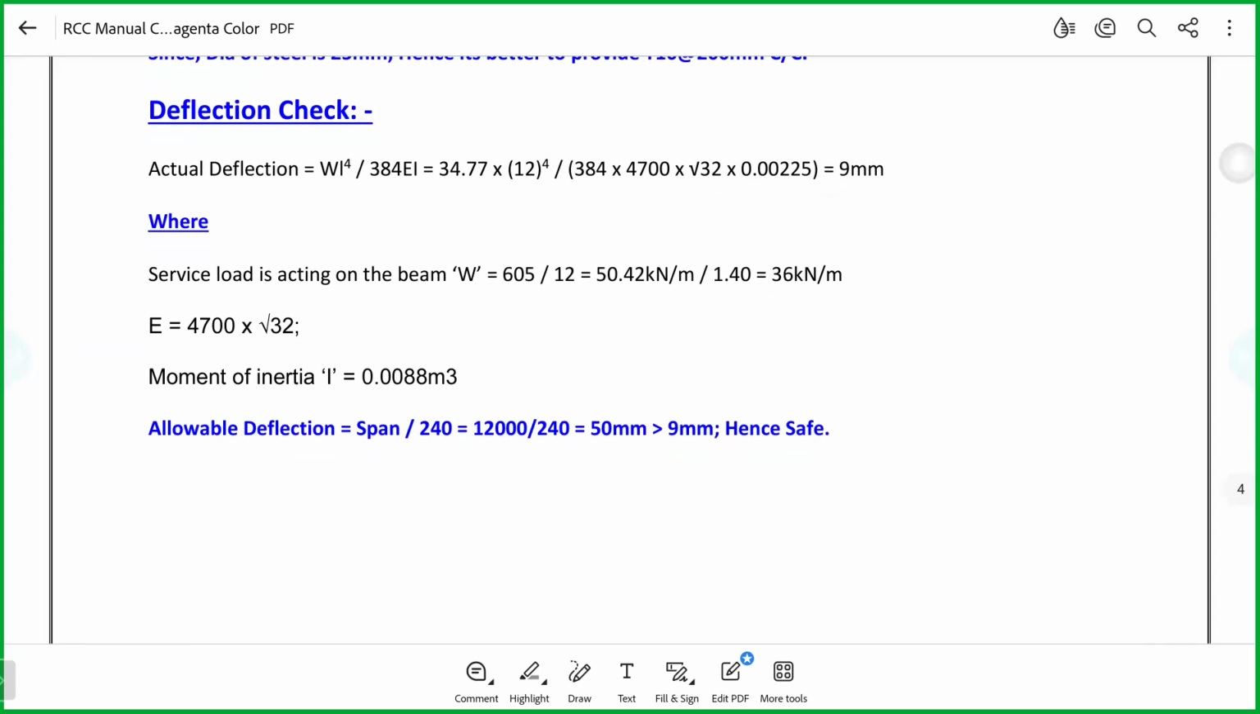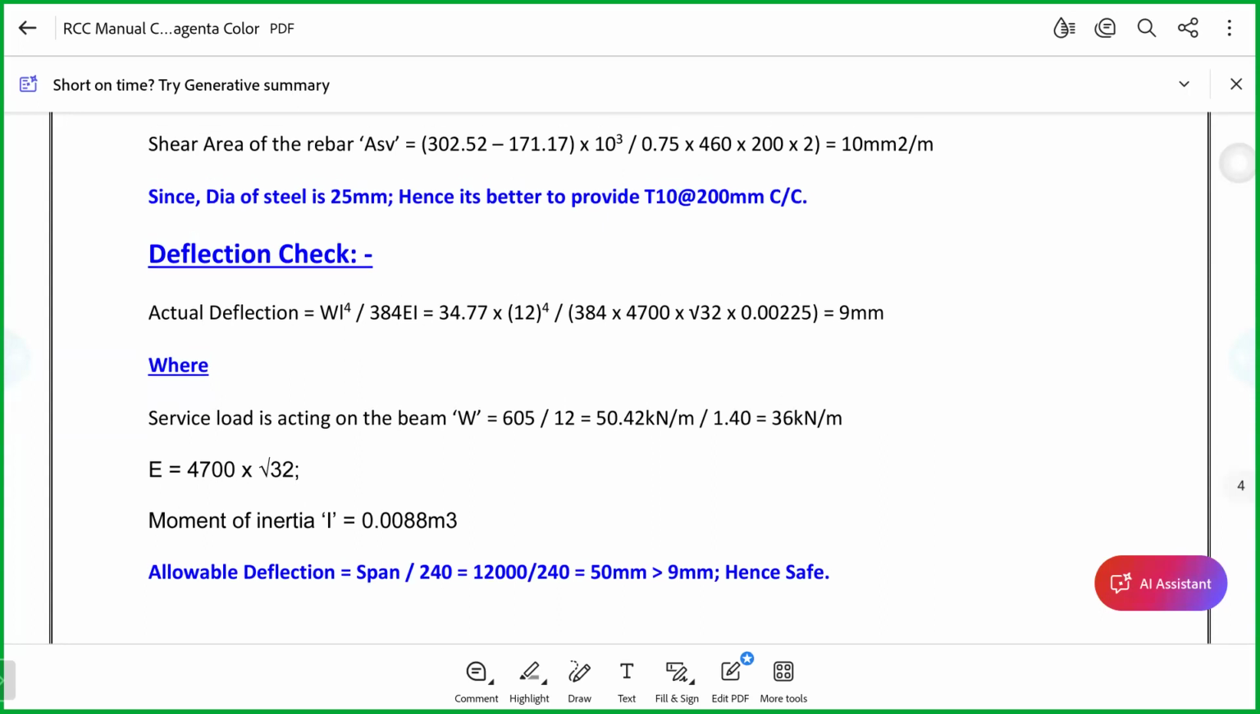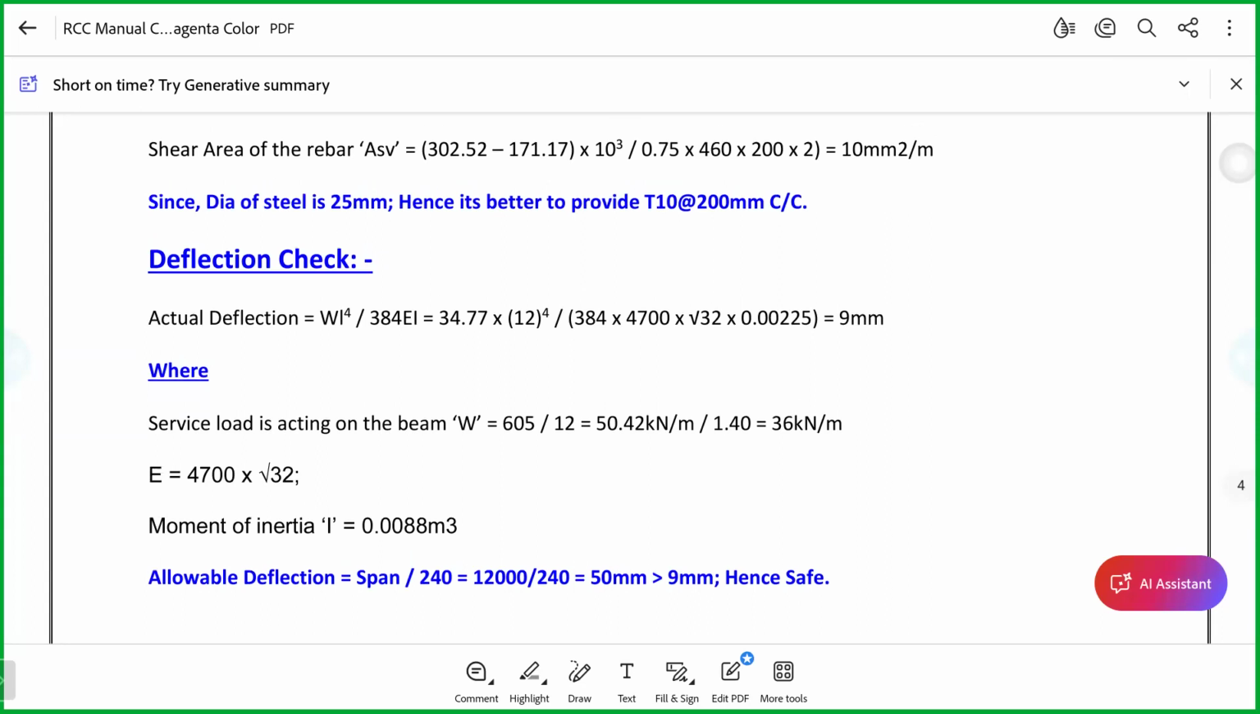9 mm. Okay. So for the beam and the slab, both are the same equation for the deflection, because it is a fixed beam. If you talk about simply supported, then the 5 will come: 5WL⁴ by 384. That's it. Since it is fixed, the 5 will not come. But for the shear equation, everything is the same.